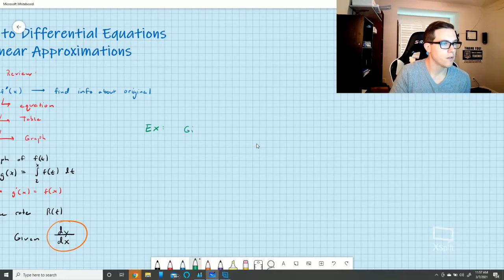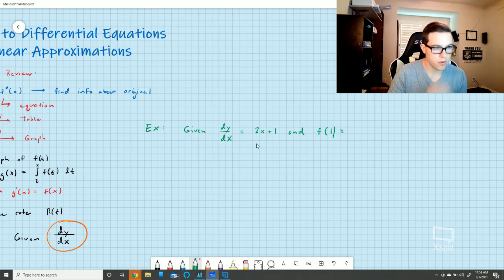So given the derivative, dy over dx, equals 2x plus 1, and they'll give you an initial condition like f of 1 equals 3. Approximate f of 2 using a linear approximation.